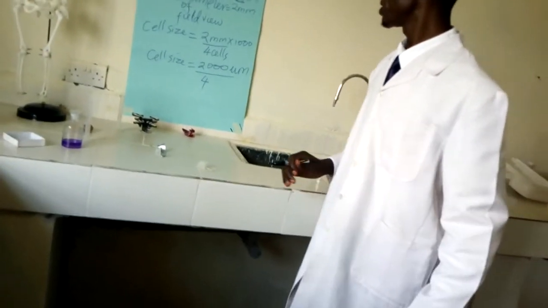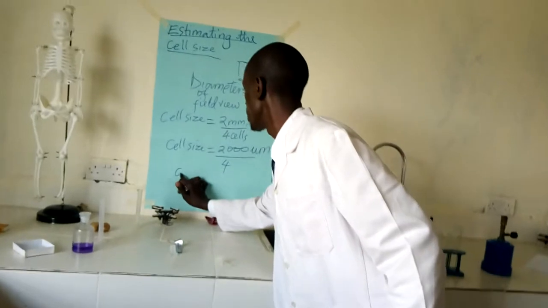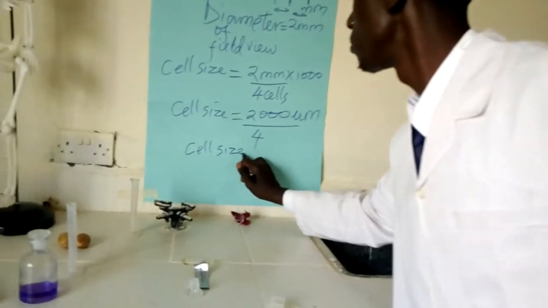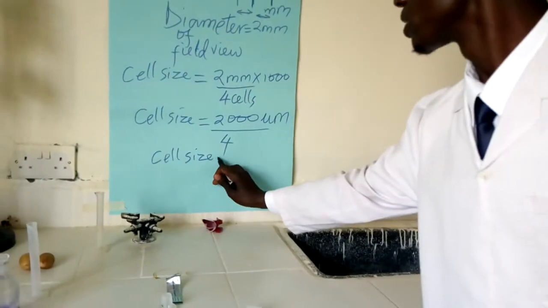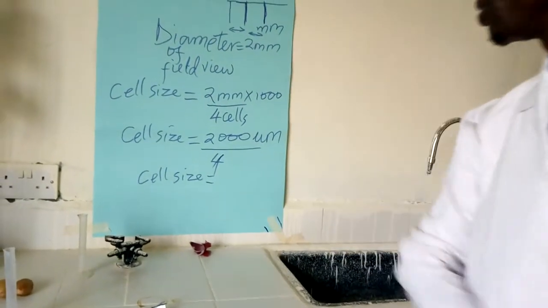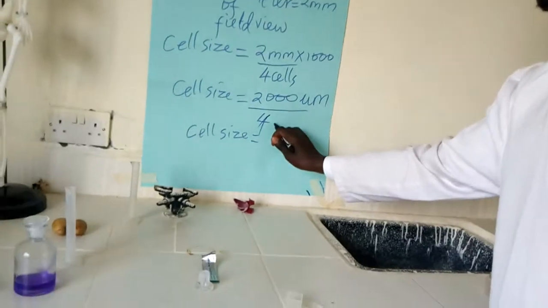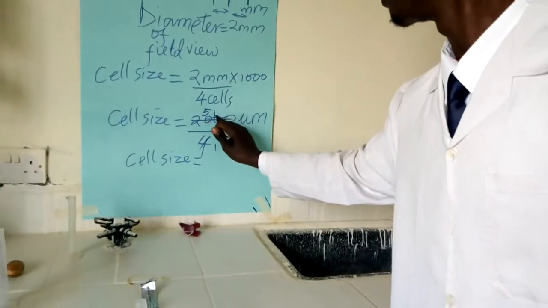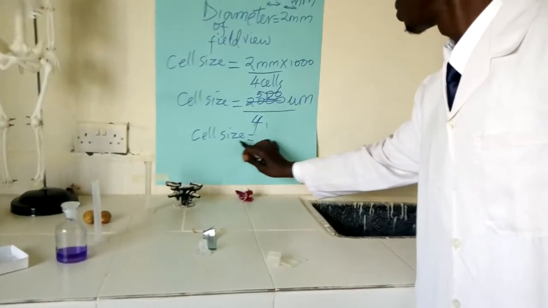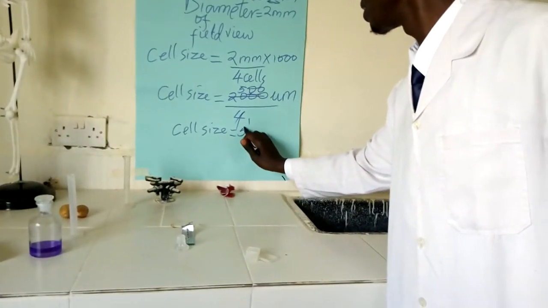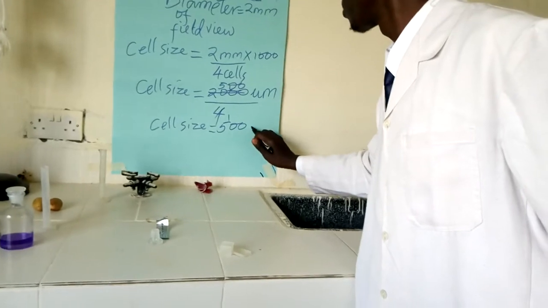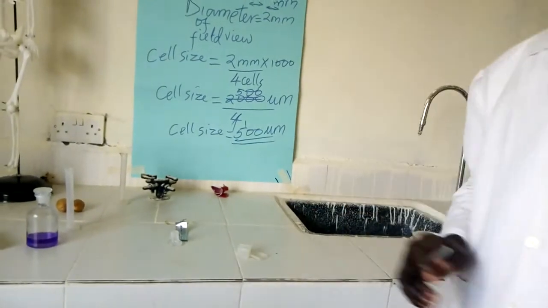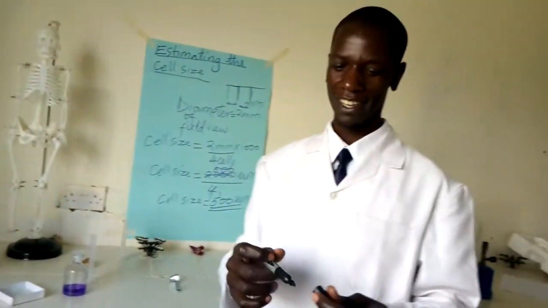If we divide this, we'll be able to obtain the cell size. In this case, the cell size will be 2,000 divided by 4. Therefore, the cell size is 500 micrometers. That is how we estimate the cell size.